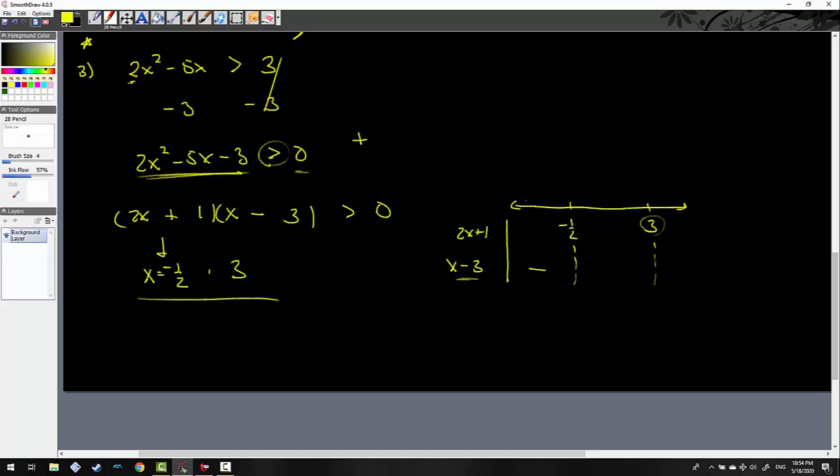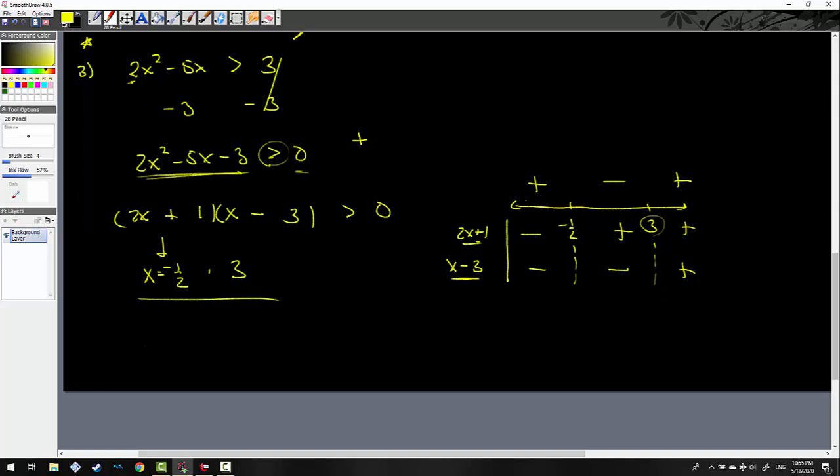I'll go ahead and go minus, minus, plus, because anything to the left of the 3 for this guy will be negative, and anything to the right of the 3 will be positive. The number that makes this guy 0 is negative 1/2. He's an upward-facing line. He'll go minus to the left of the negative 1/2, and he'll be plus on the right side. The final intervals will be plus, minus, plus.